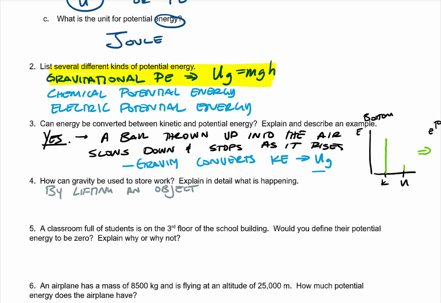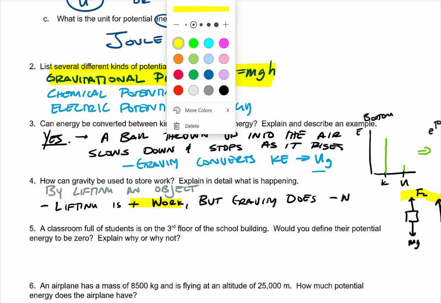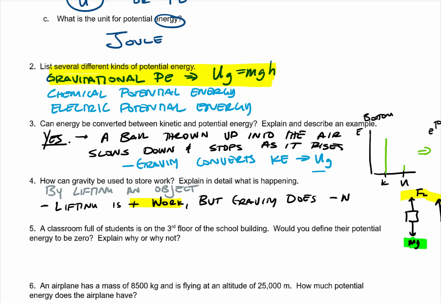So, lifting is positive work. But gravity does negative work. If we look at our object, the lifting force is up, the gravitational force is down, and we're going to go up. Because the lifting force and the height are in the same direction, we get positive work from the lifting force. Because the lifting force and weight are in opposite directions, we get negative work.